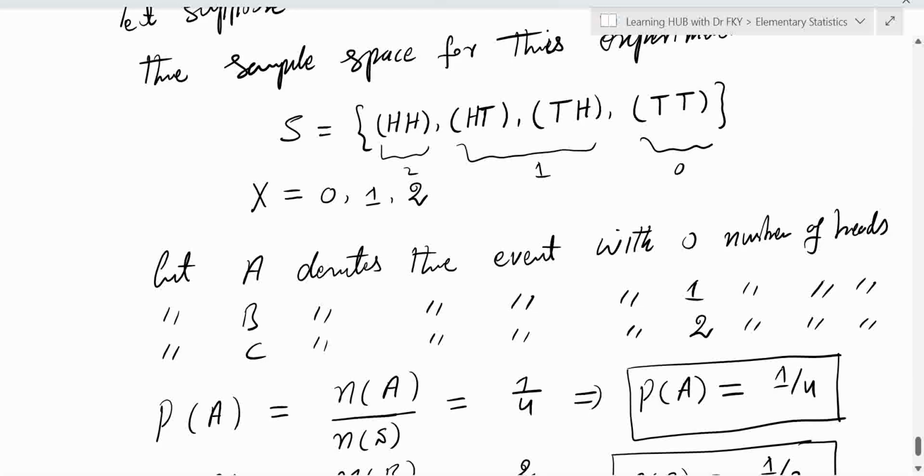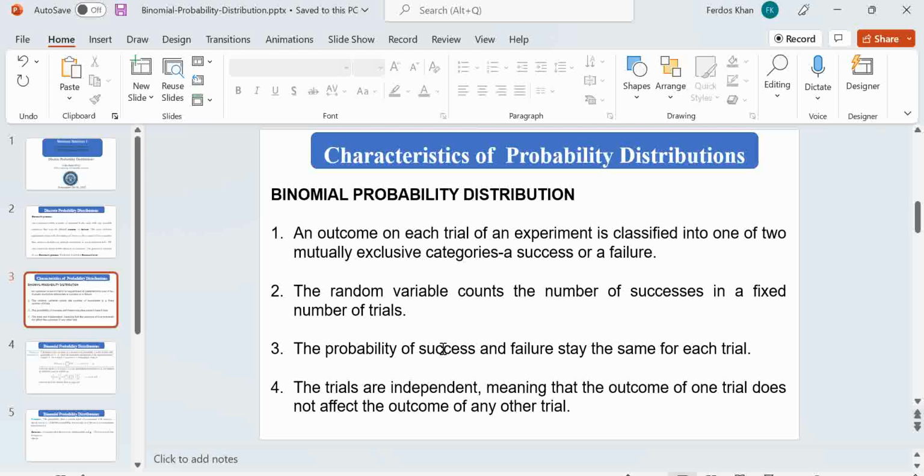So you can see that our success is the number of heads. X is a random variable which has these values: zero successes here, one success here, and two successes here. Remember, the total number of trials is 2. We repeated this experiment 2 times, so n is equal to 2. So the second is satisfied. The third one is that the probability of success and failure stays the same for each trial.